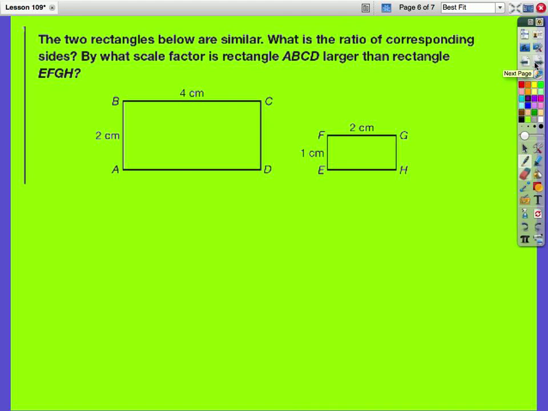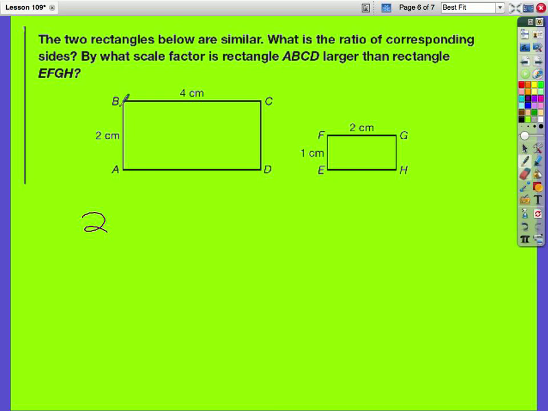The two rectangles below are similar. What is the ratio of corresponding sides? And by what scale factor are we going from the big triangle to the little triangle? And so if they're similar, our ratio, we can look one side to the other. So go from the big one to the little one.